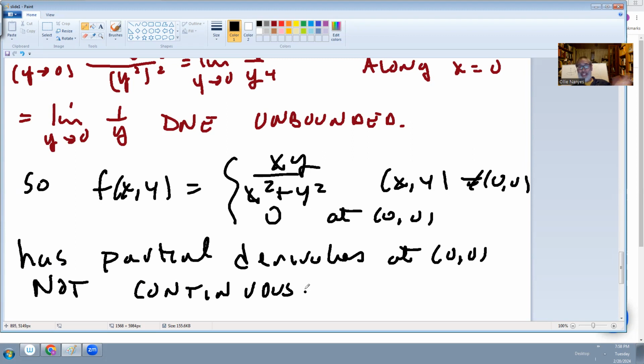So that is a little bit of an advanced example to explain why partial derivatives are kind of weird.